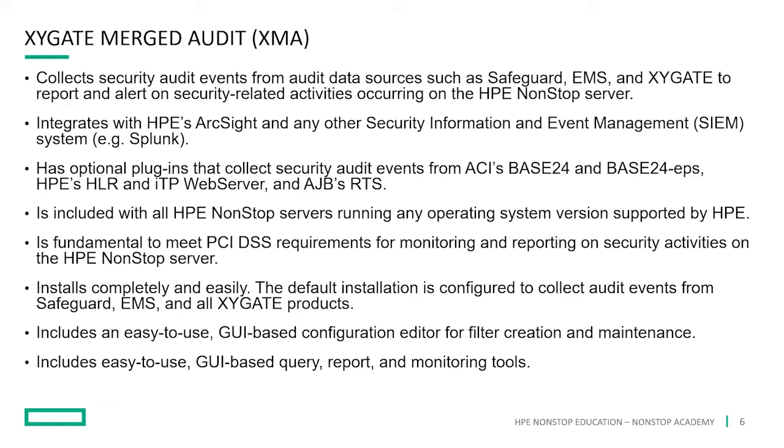We can get data from the ITP web server and from the Verifone product, which used to be called RTS from AJB. It's another payment switch. It runs in OSS. But we can natively absorb or ingest data from all those subsystems today. Like I said, if there's a subsystem you need or a product you have that you want to feed data to Merged Audit to forward to your SIM or report on, let us know. We're more than happy to get that worked on for you.